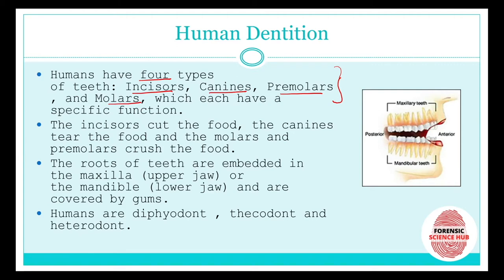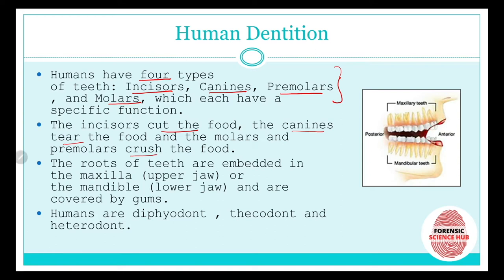You can go check out that video after this video if you want. For example, the incisors cut the food because their edges are very sharp. Canines are used for tearing the food. Molars and premolars are used for crushing the food. All these points have been discussed in detail in that video. You can go check that out.